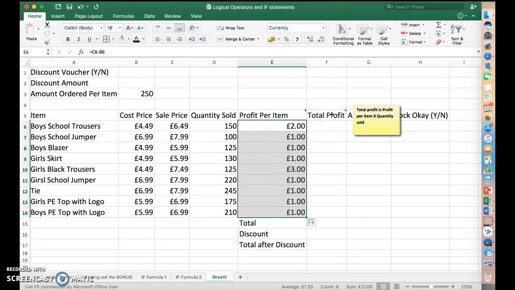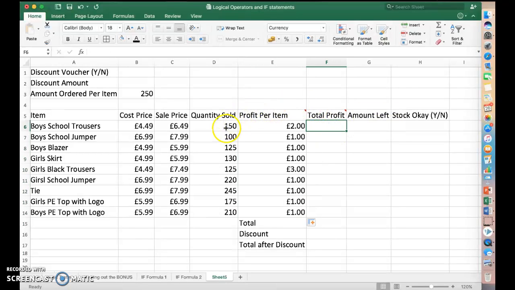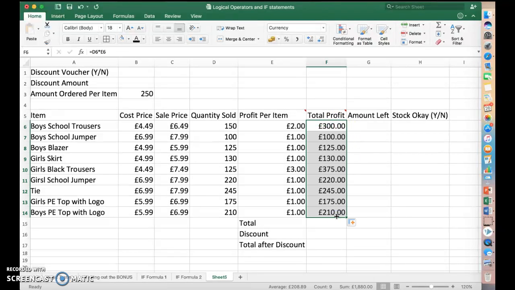So total profit is the profit per item times the quantity sold. So we've sold 150 of these at £2. So pretty straightforward maths, hopefully for you. We're going to multiply those two together. So we're going to go equals the quantity sold times, remember, is the asterisk key, and the profit, and push enter, and we've got that there. Again, you can go to the corner and drag down. Okay, so pretty straightforward, and you would have done this before in previous tutorials.